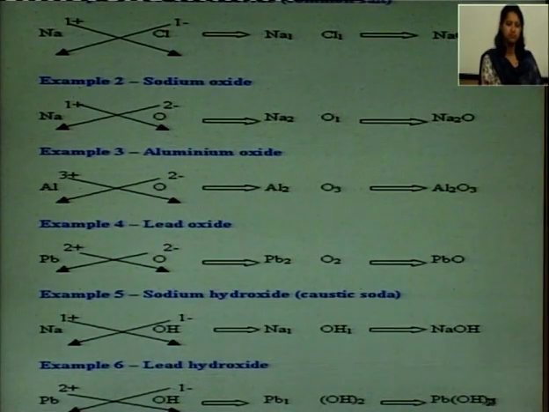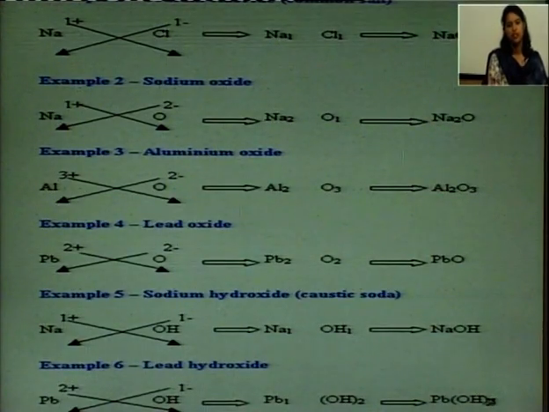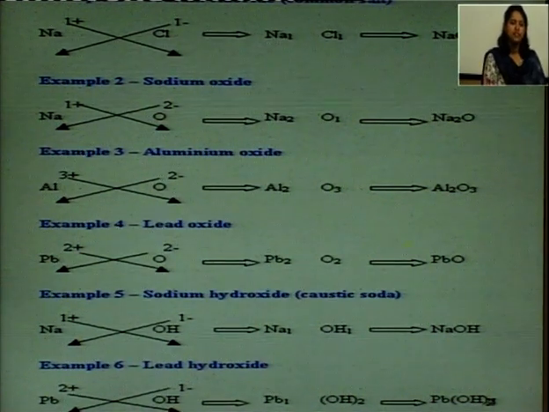Sodium hydroxide, Na+1 OH1-. Then again avoid the symbols and crisscross the valencies. So, the formula becomes NaOH. Lead hydroxide, Pb2+ OH1-. Then again avoid the signs, crisscross the valencies. What does it become? 1 comes to the right of the Pb, that is lead, and 2 comes to the right of OH. So, the formula becomes Pb(OH)2.